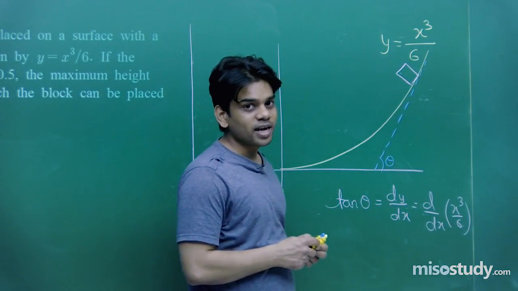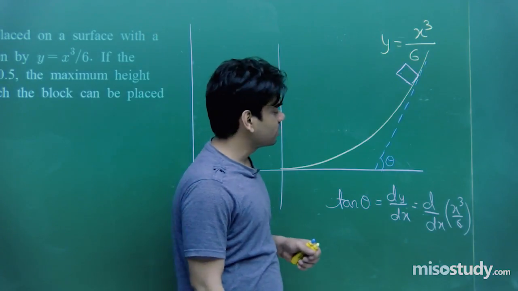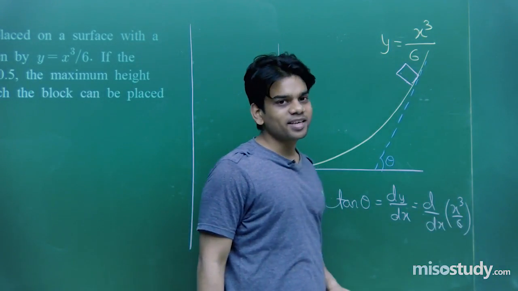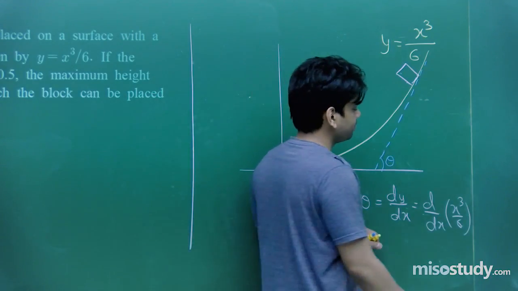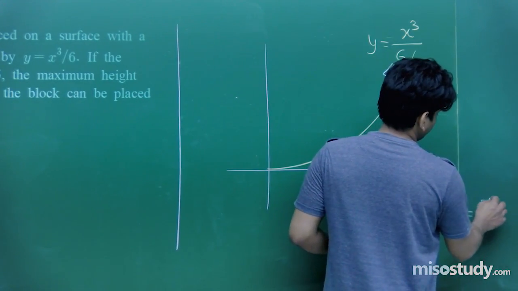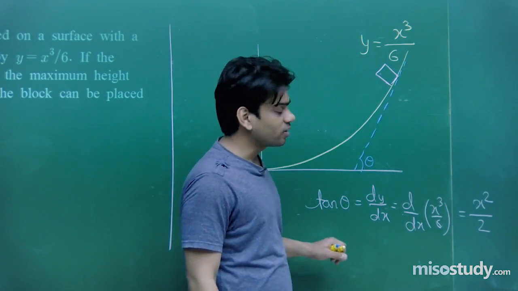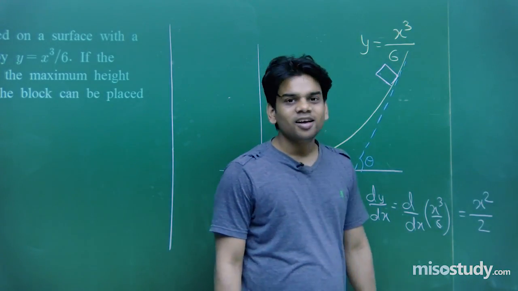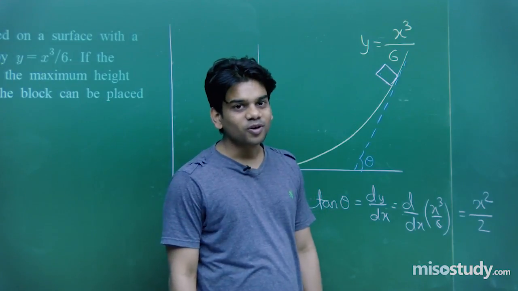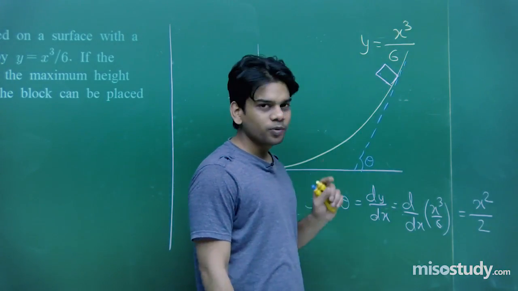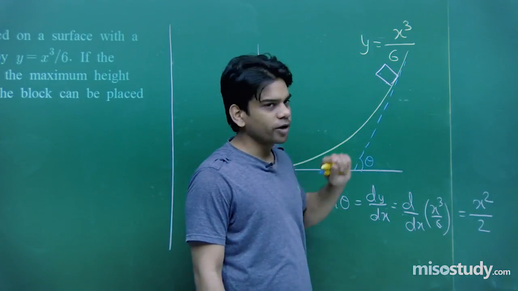See what kind of questions the JEE examiner actually seeks from us. d by dx of x cubed by 6 will come out as 3x square by 6. It will be x square by 2. You can easily check, it will be x square by 2. This is the resultant answer that you will be obtaining. Now if I proceed from here, we got the value of this tan theta, that this line will make a slope for the curved slope at this point.